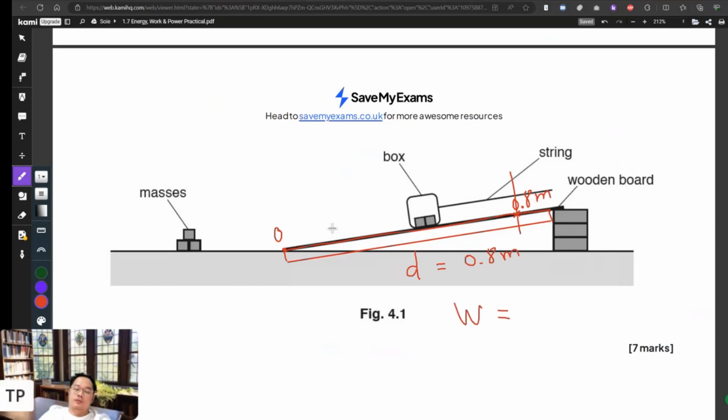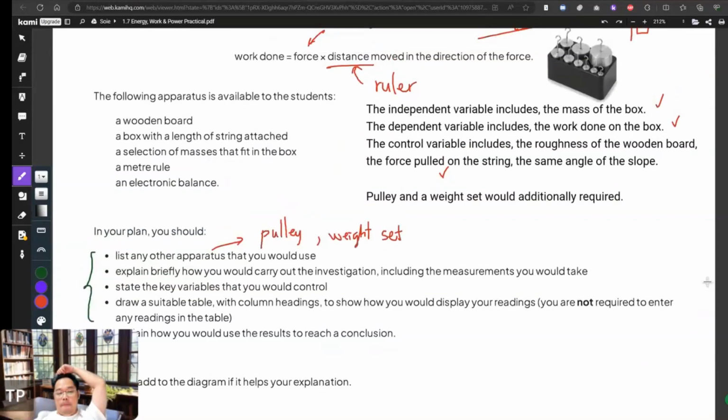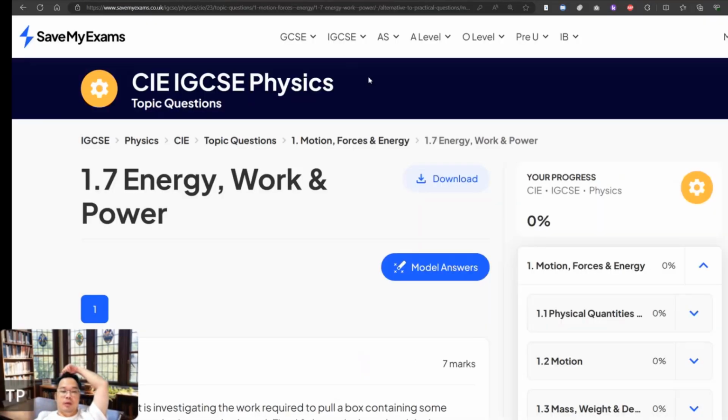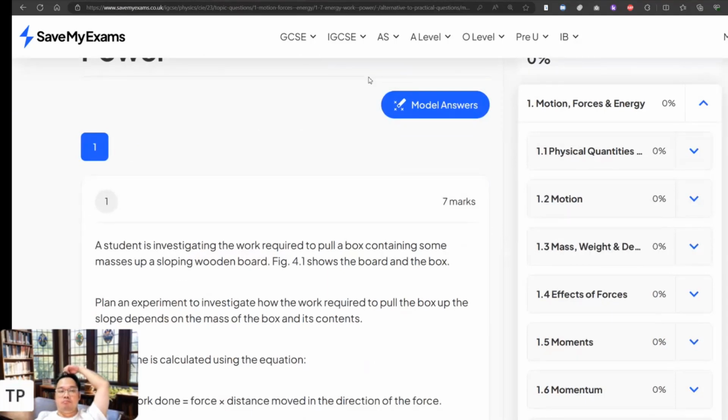So the work is a force multiplied with the distance. And the force here depends on the weight of this box. The heavier the box, the more objects you need to add to pull it up through a pulley. So you can maintain this distance D the same, 0.8 meter, for example. So measure the distance that the object is pulled on the slope, and that distance can be a constant, by marking a point that the box is pulled up to.